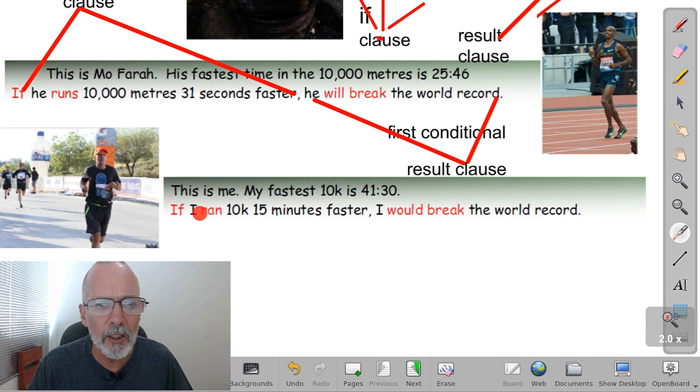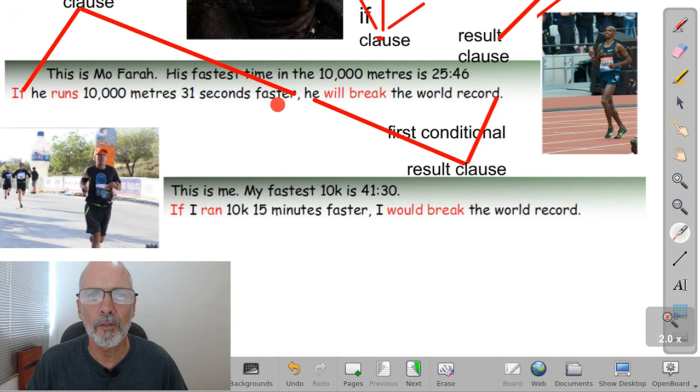Here we have another conditional, this one is called the second conditional. If I ran 10k 15 minutes faster, I would break the world record. This is very similar to what we saw before, in the first conditional, where I am talking about Mo Farah. Mo Farah's current time is 25 minutes 46 seconds. So I say, if he runs 10,000 meters 31 seconds faster, he will break the world record.